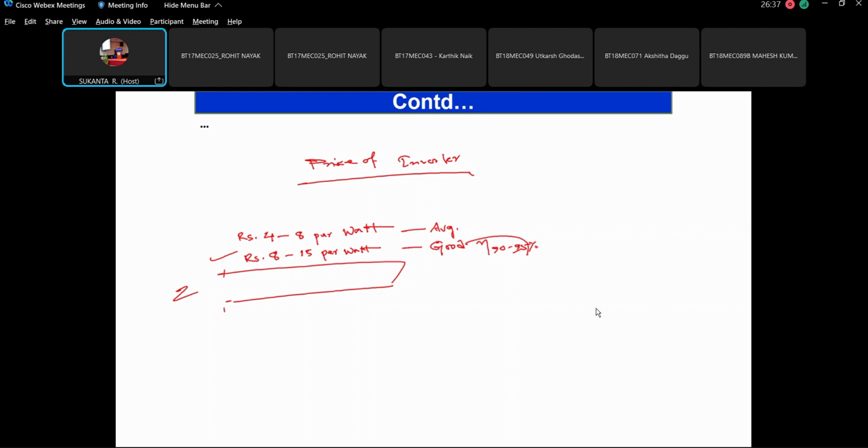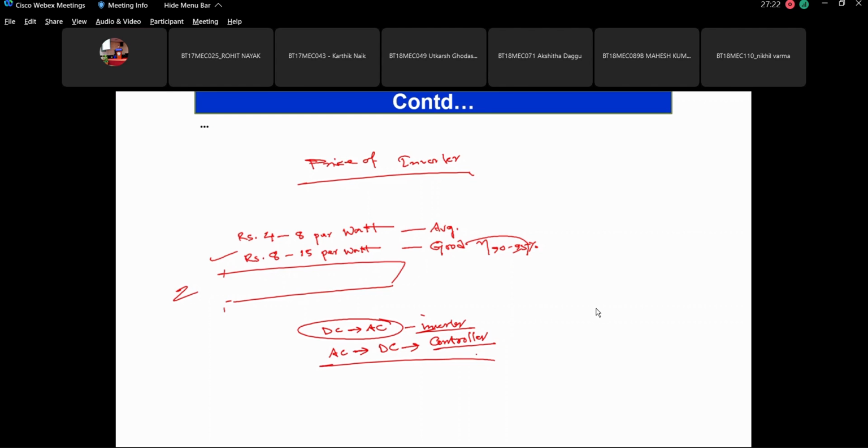Overall, it will give us an economical benefit. And the inverter, what does it do? It converts DC to AC. And the battery charger, what does it do? It converts AC to DC. So this is the inverter, and this one is the controller or charge controller.